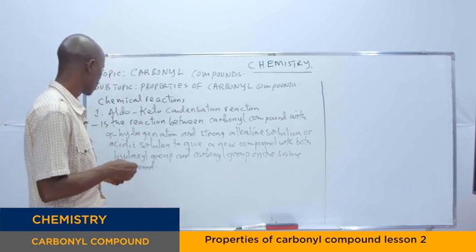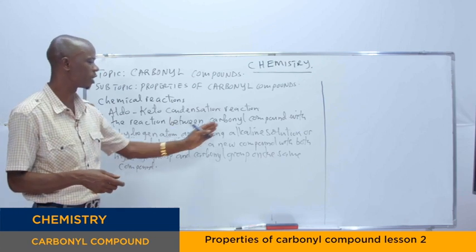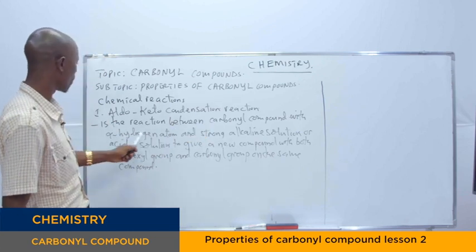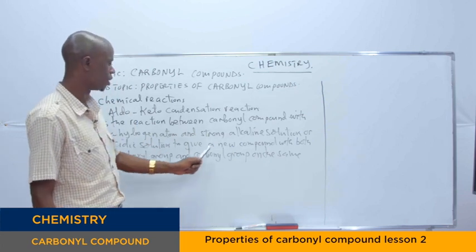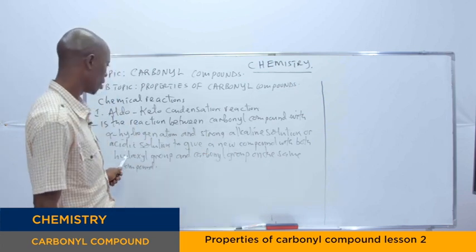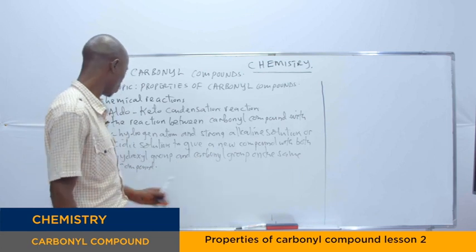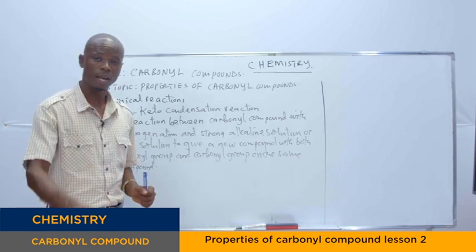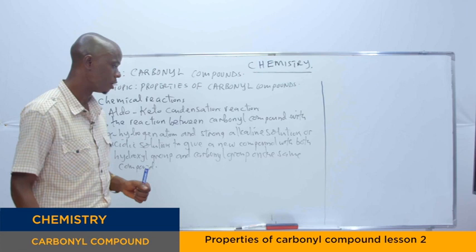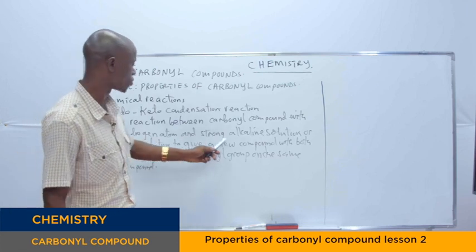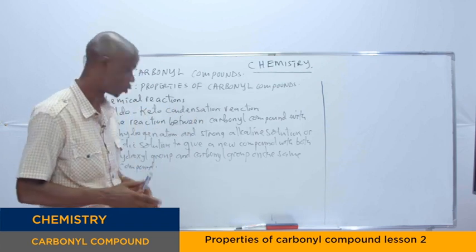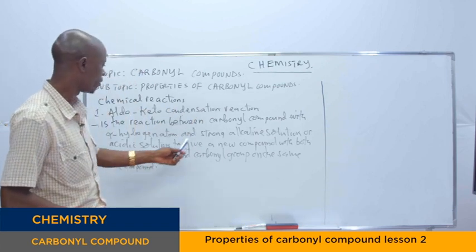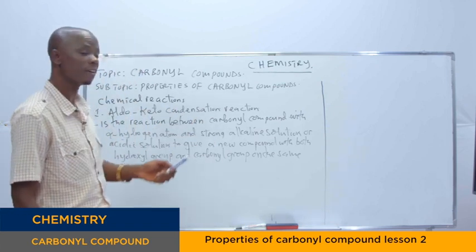So this is the definition: the reaction between carbonyl compounds with alpha hydrogen atom and a strong alkaline solution or acidic solution to give a new compound with both a hydroxyl group and a carbonyl group on the same compound. But today's presentation will be based on the presence of strong alkaline solution only. So we're not going to deal with the acidic solution. Here, we also have to understand what alpha hydrogen atom is all about.